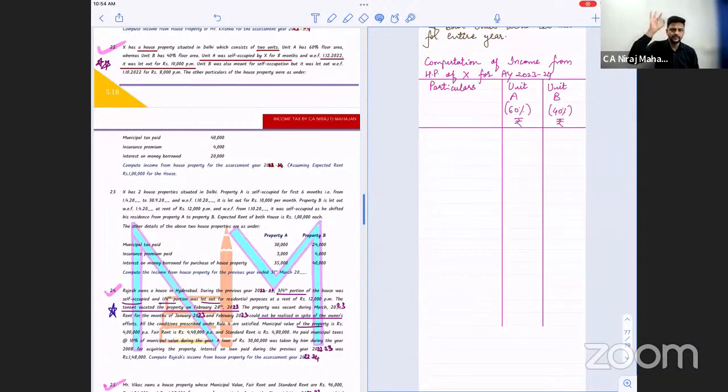Give me the final figure of income from house property. All of you will calculate. Pen drive students, and students watching from the app also, pause the video. Solve on your own and then confirm your answer. I want all of you to solve income from house property. I'll give you some time.